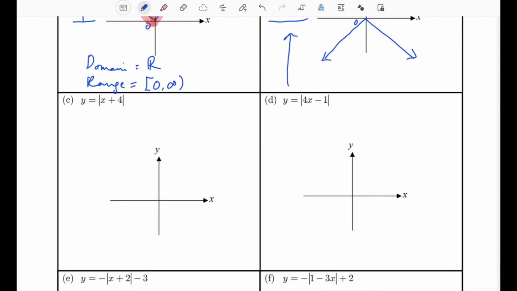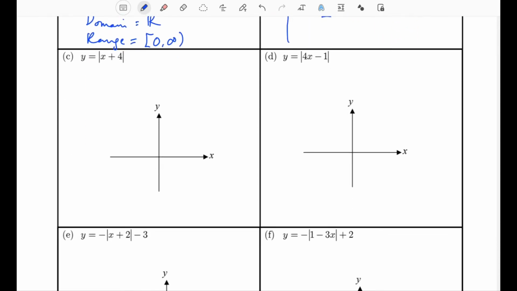Right, look at C and D. Here, inside the modulus, we have x plus 4. Outside the modulus, plus 0. So x plus 4, if you equate to 0, you get x equals negative 4. So the graph opens upward, something like this. That's the clue. So we have the minimum point to be (-4, 0).